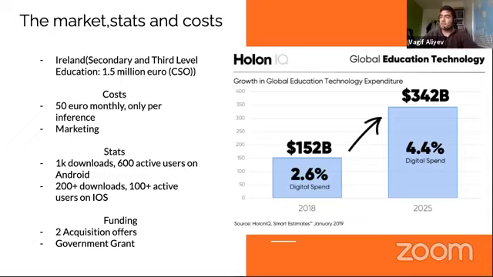And a few statistics about my app. On Android, I have 1,000 plus downloads, and I have 600 active users currently on Android. And on iOS, I have 200 plus downloads and 100 active users.